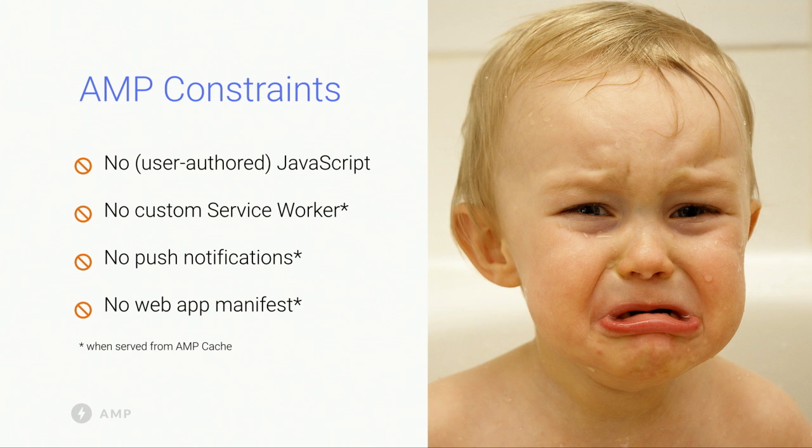But then on the AMP side of things, you get no user-authored JavaScript. So we don't allow you to write user-authored JavaScript except in an iframe. There's no custom service worker, no push notifications, no web app manifest when served from the AMP cache.